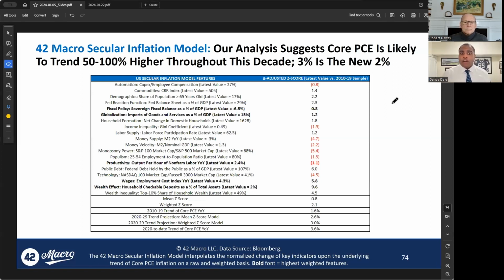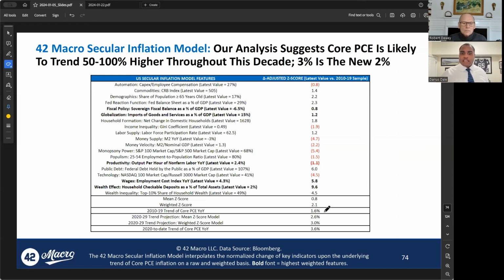But we've built other models that are a little bit more nonlinear that have helped us account for some of these dynamics as a function of those old models breaking. And this is one of those models. This is our secular inflation model. What this model is designed to do is interpolate the normalized change of these key indicators upon the underlying trend of inflation. So that's effectively trying to say, hey, we had a jump condition in these particular indicators. We should have a similar, on a normalized basis, size jump condition in the underlying time series. And that's what this model is designed to do.